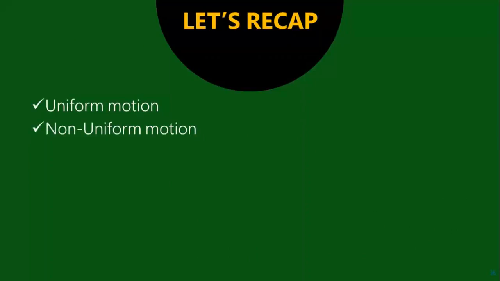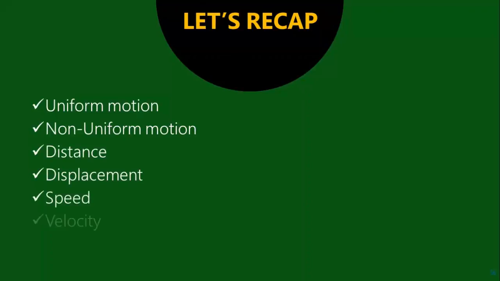Let's recap what we have done in part 2 of motion and time. We learned uniform motion and non-uniform motion, distance, displacement, speed, velocity and acceleration.